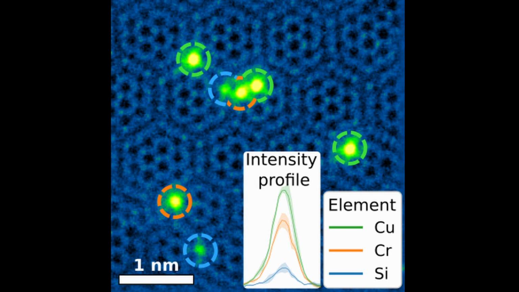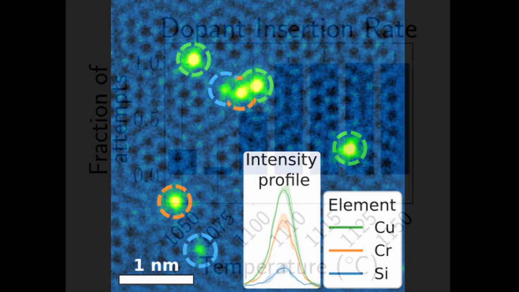Here's a higher resolution image of the twisted bilayer graphene where we have examples of chromium, copper, and silicon atoms attached to the lattice. We can directly see the difference in this imaging mode based on the brightness of the atoms. Average intensity profiles are given in the inset.